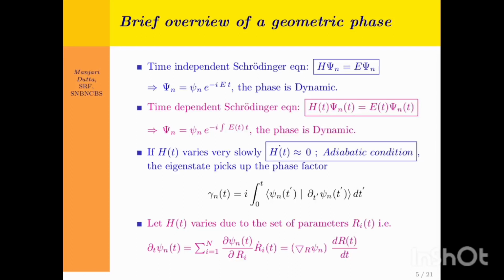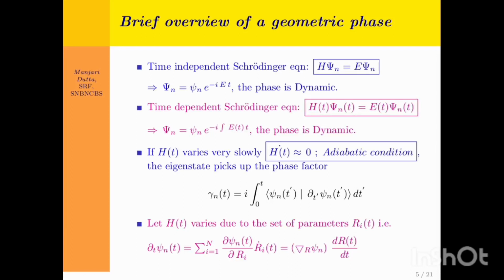Now look at the time-dependent Schrodinger equation. Here also a dynamical phase can be considered along the eigenstate, and its expression is just modified as the energy is a time-dependent quantity now. Now let us assume that the time-dependent Hamiltonian is varying very slowly with respect to time. Then we may approximate its first derivative to be 0. If we want to investigate the effect of this approximation in that system, we find out that the eigenstate is carrying a phase factor like this.